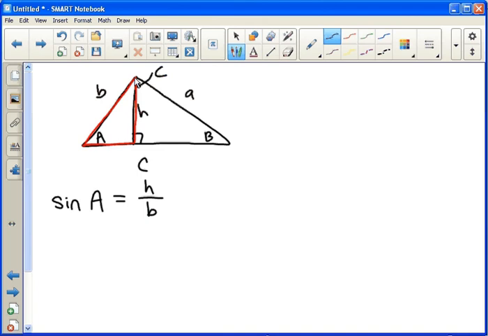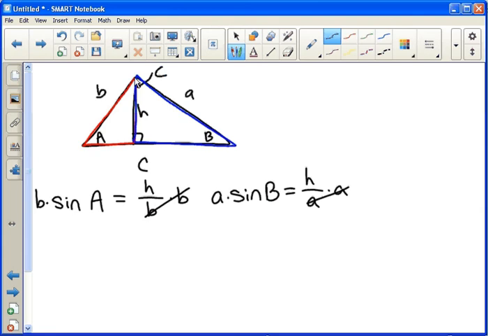Now let's consider the other triangle that we created, this one right here. For this one, sine of B equals opposite, which is H, over hypotenuse, which is A. Well, if you notice, both equations have H in them. So I'm going to solve both equations for H. I'm going to multiply both sides by B right here, and multiply both sides by A right here. So that gives me B sine A equals H, and A sine B equals H.